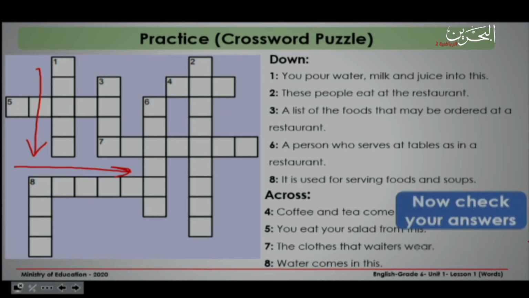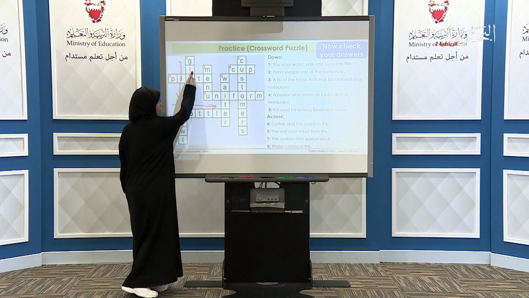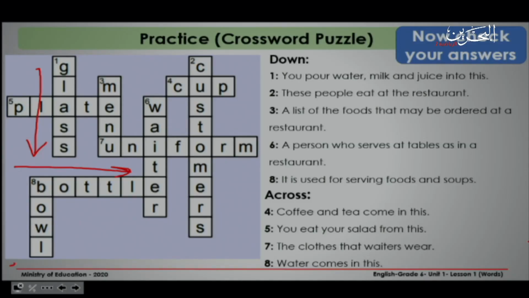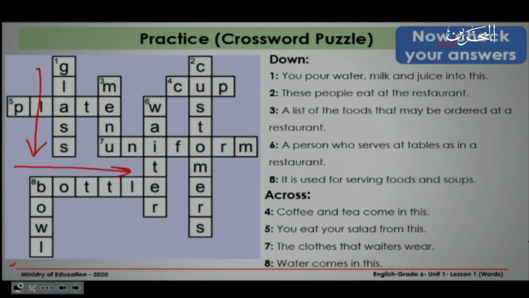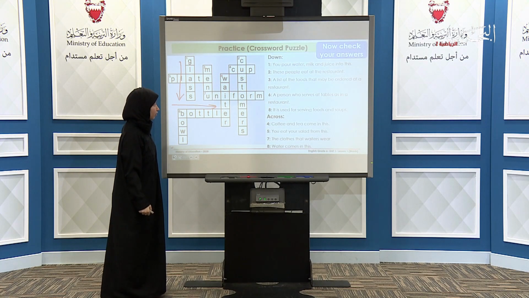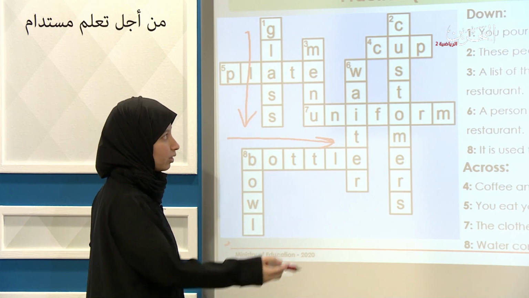Now, let's check our answers. 1. You pour water, milk, and juice into this. It is a glass. 2. These people eat at a restaurant. They are customers because we have got people more than 2. 3. A list of food that you may be ordered at the restaurant. It is a menu. 6. A person who serves at tables as in a restaurant is a waiter.